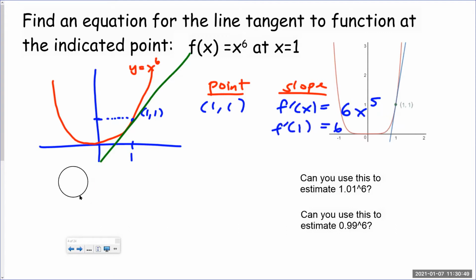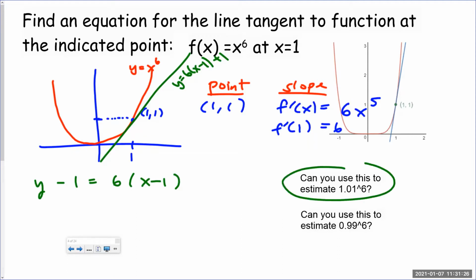Let's write my equation of the tangent line. It is y minus y is equal to the slope times x minus x. All right, so this equation right here, this green line is actually y equals 6 times x minus 1 plus 1. Are we all in line with that? Okay, so if I wanted to find this blue point here, I would plug in 1 right here to this x to the 6 equation. But if I wanted to find an approximation of this, we're stopped here.